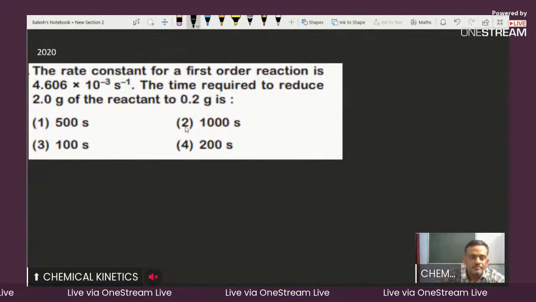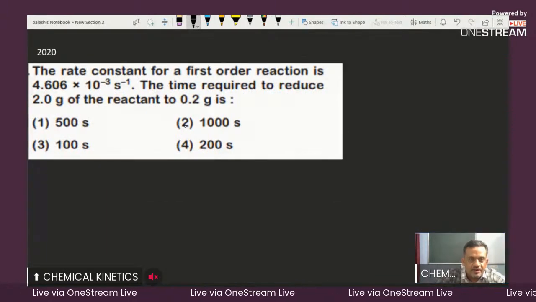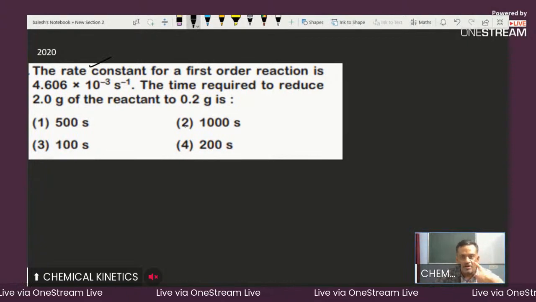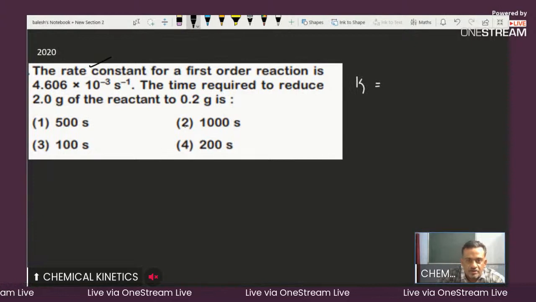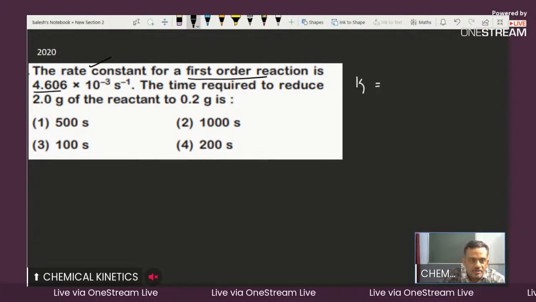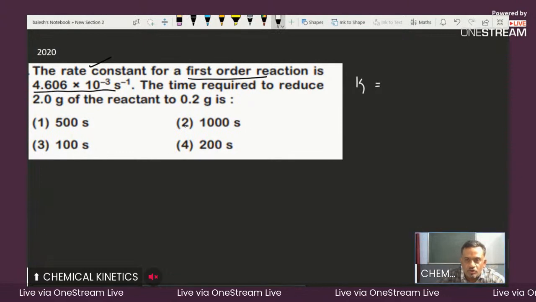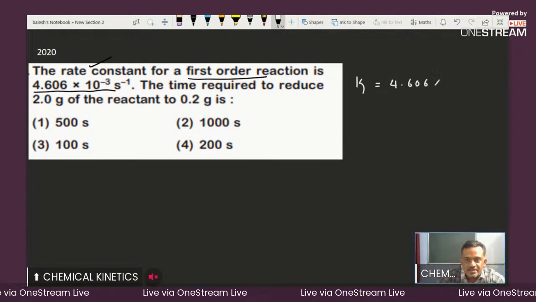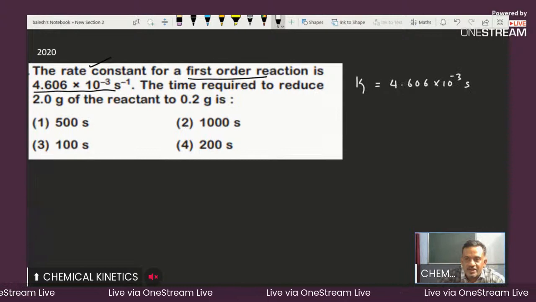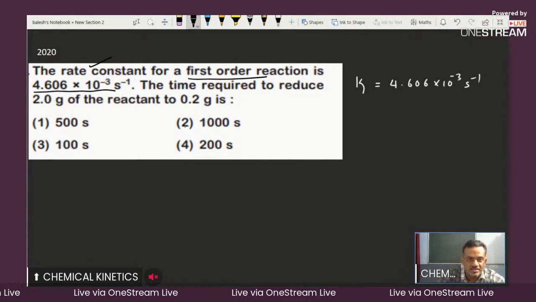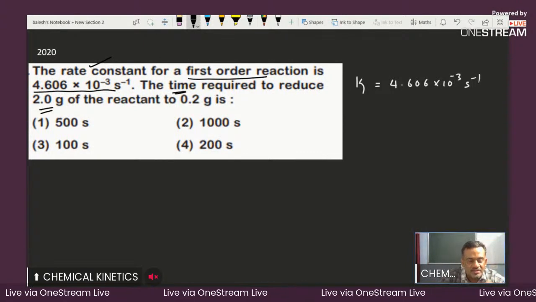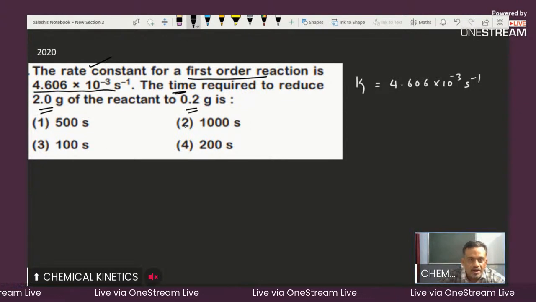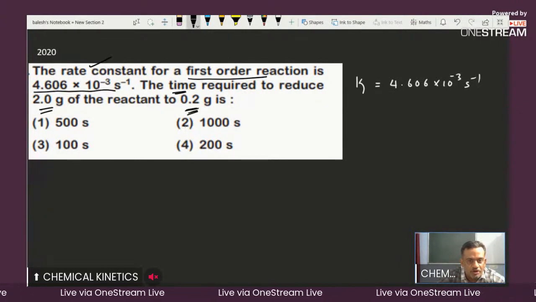Next question. Again 2020. What is given here? The rate constant is given, for a first order reaction. So k is equal to 4.606 into 10 raised to minus 3 per second. This is the rate constant. What is asked? The time required to reduce 2 gram of the substance to 0.2 gram. The time required to reduce 2 gram of the reactant to 0.2 gram.